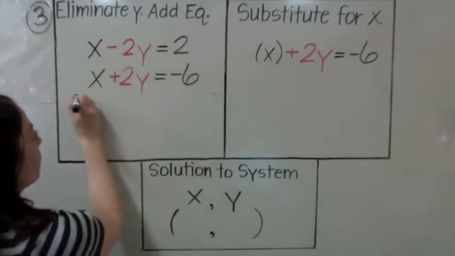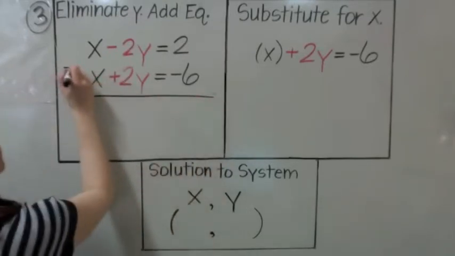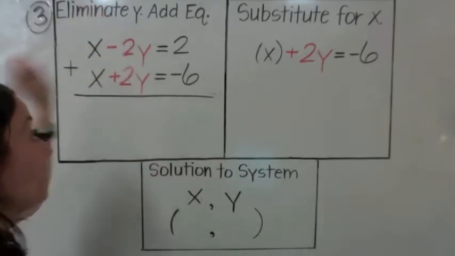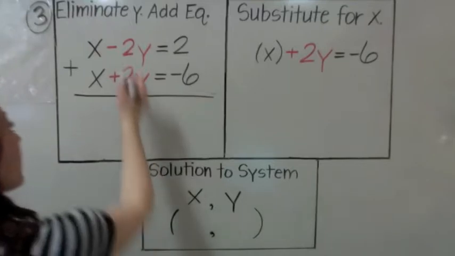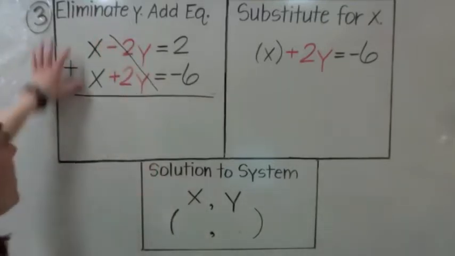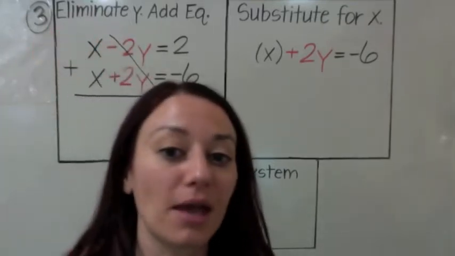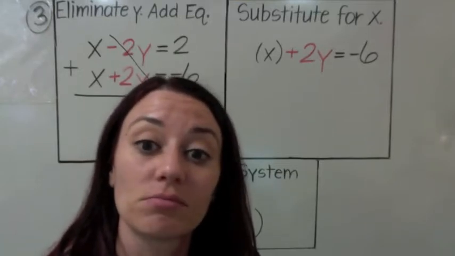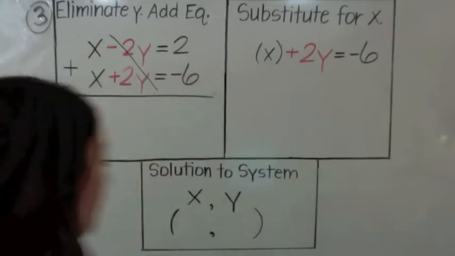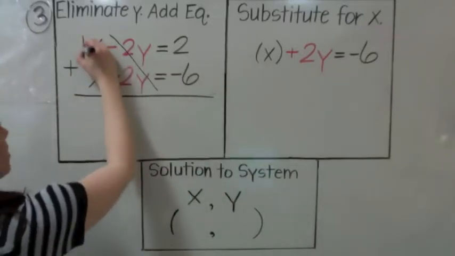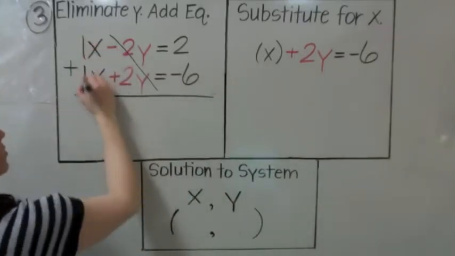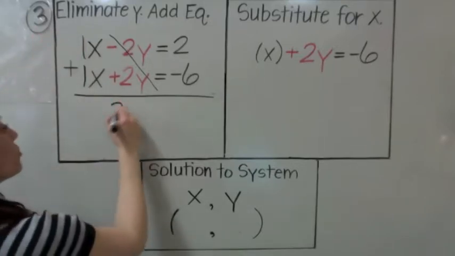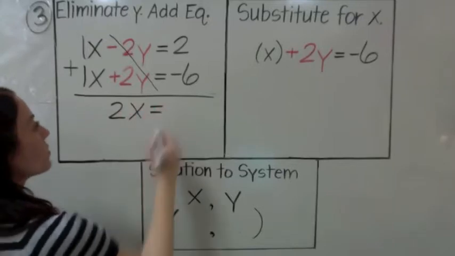So let's add these equations together. When we do that, let's eliminate y. You have a -2y and a +2y make 0. What about these x's? What do you think x plus x is? X plus x is 2x. You want to know why? Because there is an invisible 1 here in front of the x and also here. So we're adding actually two x's together and that becomes 2x equals.